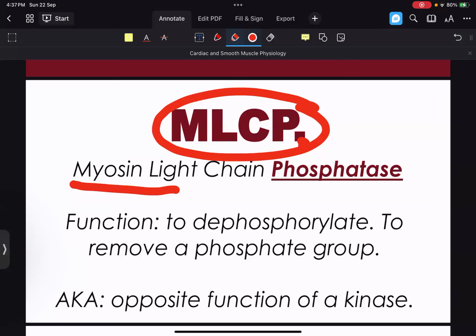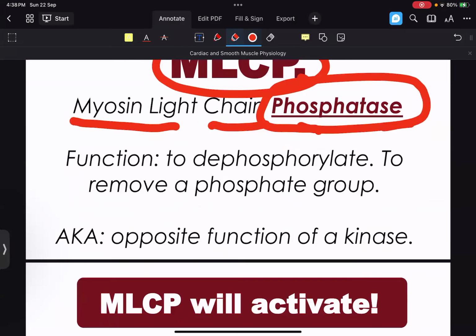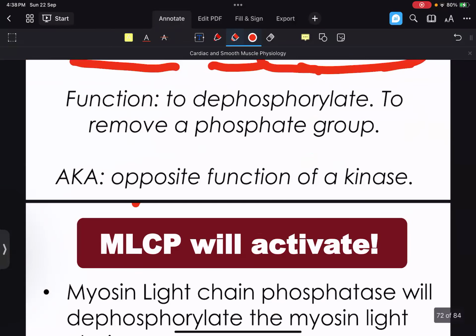So, what is MLCP? MLCP is myosin light chain phosphatase. Phosphatase just stands for any enzyme that will remove a phosphate group. Remember, how did we activate the myosin light chain in the first place? We used the kinase to add a phosphate group. So logically, how am I going to inactivate it? Very simply, use a phosphatase to remove this phosphate group. So it's the exact opposite function of a kinase.